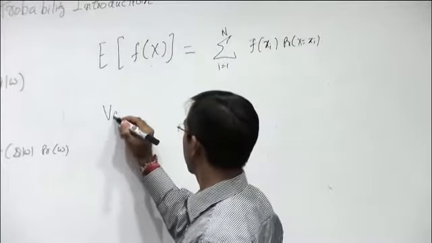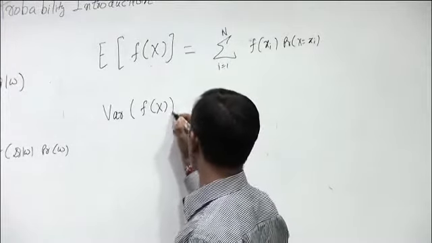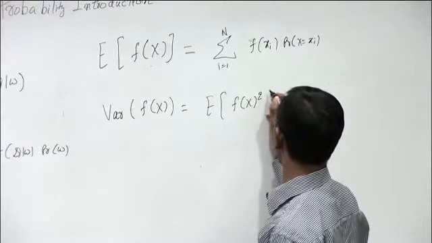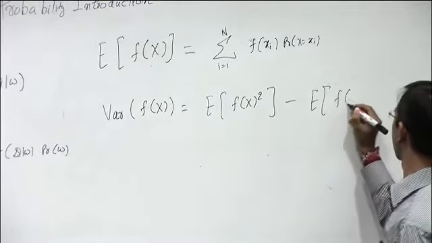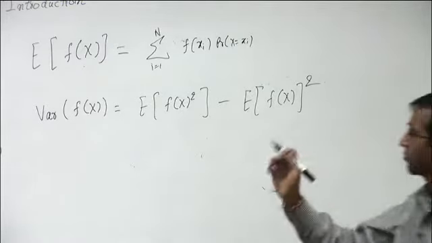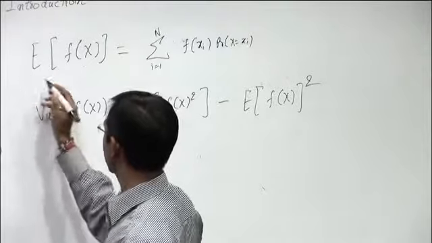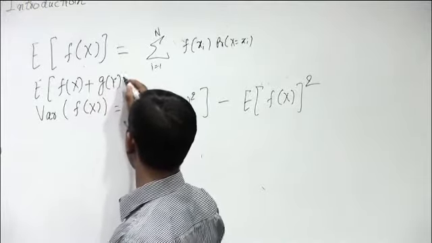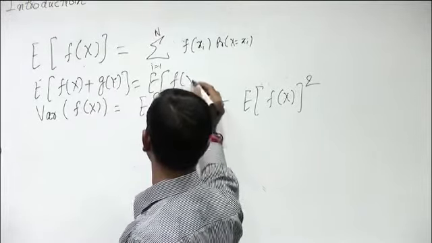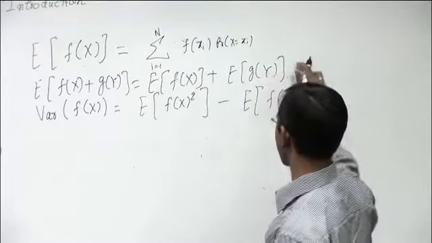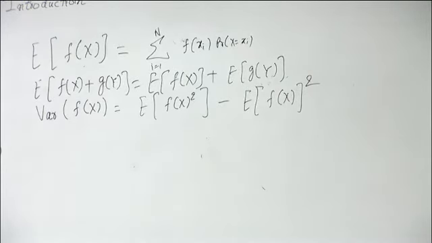Similarly, you can define the variance of f(x) as the expected value of f(x) squared minus the square of the expected value of f(x). And one very nice thing about expectation is that the expected value of f(x) plus g(y) is given by the expected value of f(x) plus the expected value of g(y). This is called linearity of expectation, and this is also heavily used in several parts of learning.